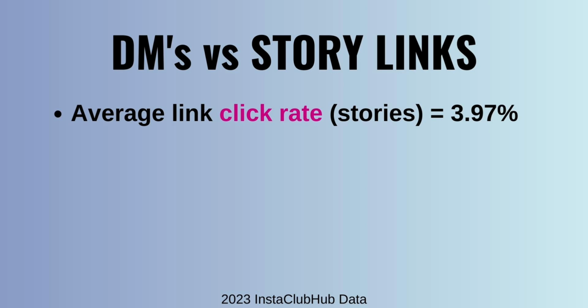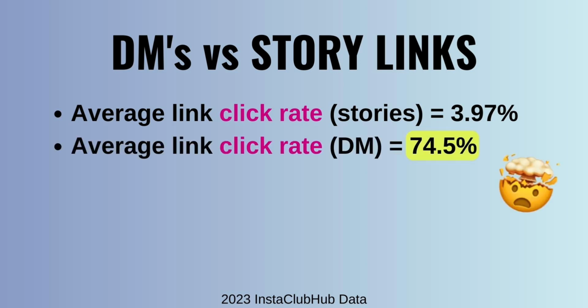We have about 10,000 members in the InstaClubHub. And as you saw on the previous slide, the stories click rate was about 1%. Remember that? For our InstaClubbers, the average story link click rate is a little bit below 4%. It's about 4%. So a little bit higher, but still pretty low. The average link click rate in the direct messages is 74.5%. When sending someone a link in the DMs, on average, about 3 out of 4 people will click on that link.